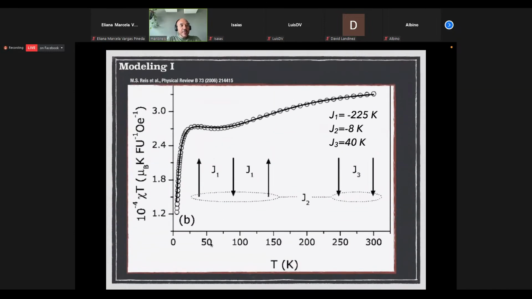And here, I can present the susceptibility times temperature as a function of temperature, and the corresponding fit. The three parameters are the exchange interactions, J1, 2, and 3. These are the three parameters. Okay, it's a simple model to understand how to handle these materials.